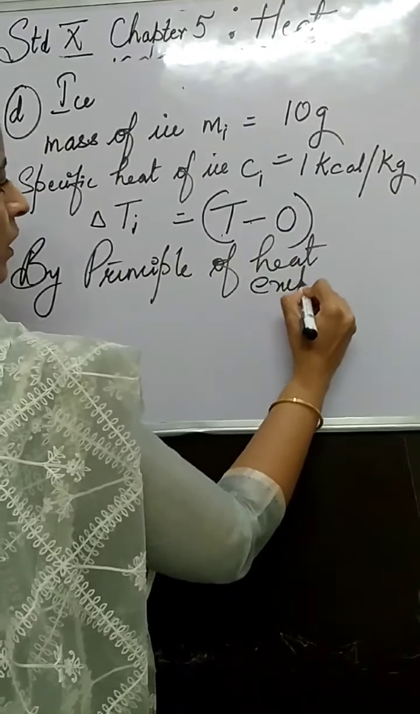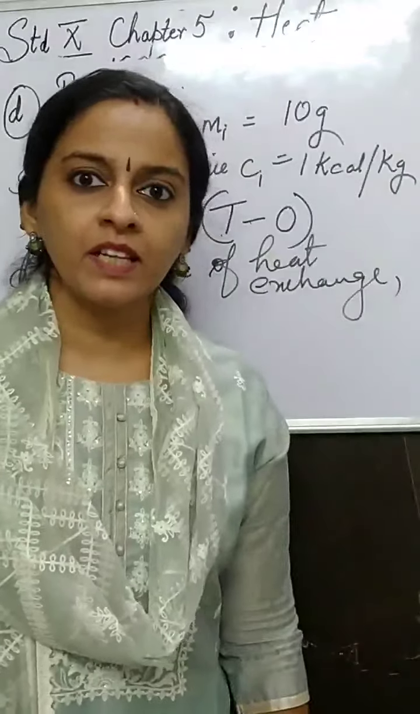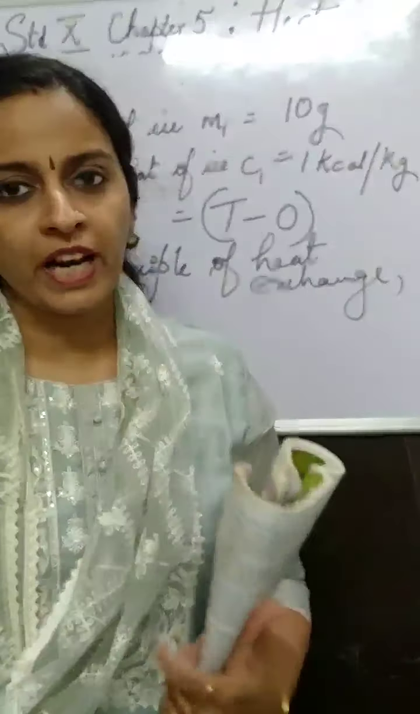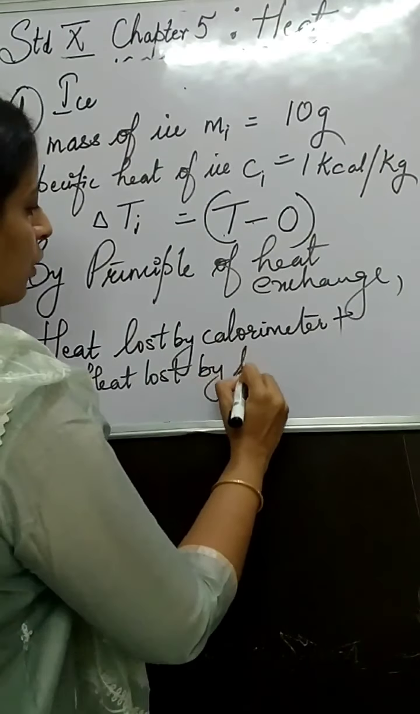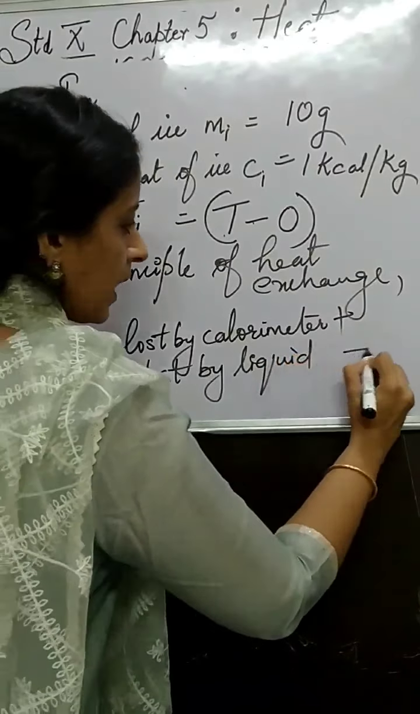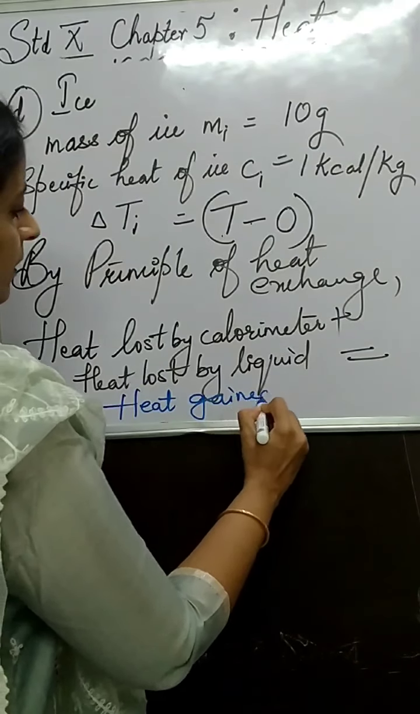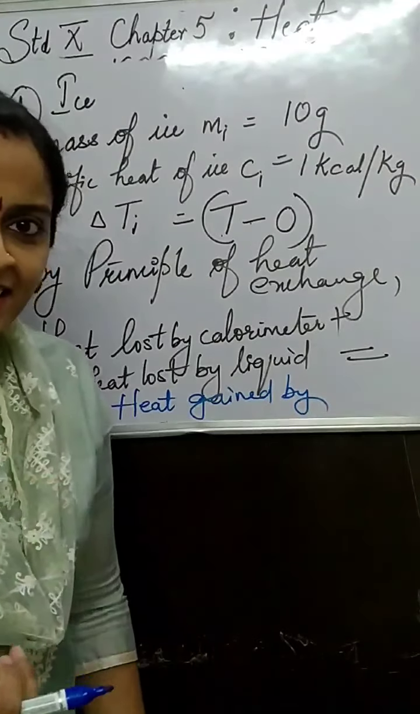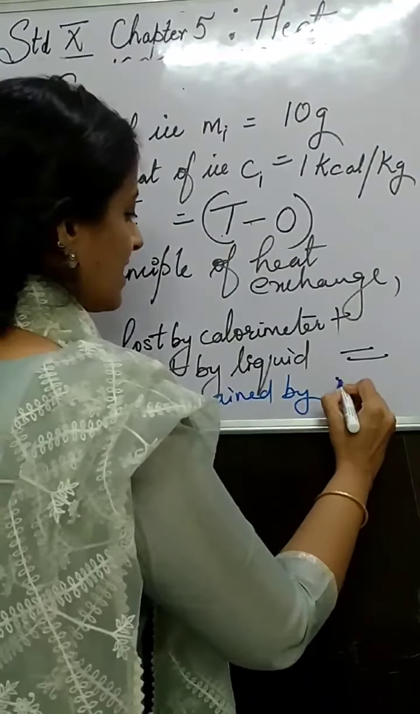Now who and who are going to get involved in this heat exchange? Heat lost by calorimeter plus, who else is going to lose heat? What was inside the calorimeter? Liquid. Heat lost by calorimeter plus heat lost by liquid is equal to heat gained by, who is going to gain heat? From 0, who is going to gain heat? Yes, heat gained by ice.